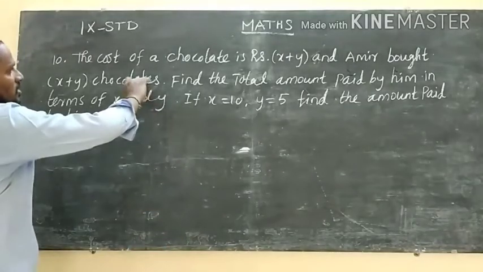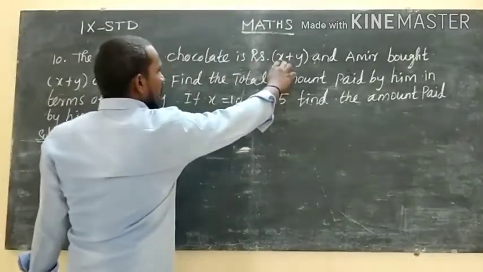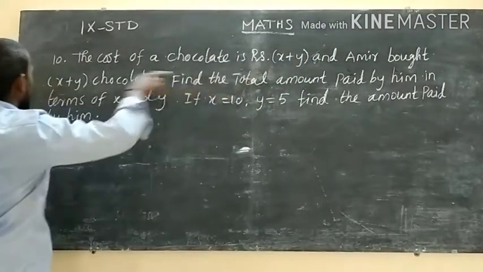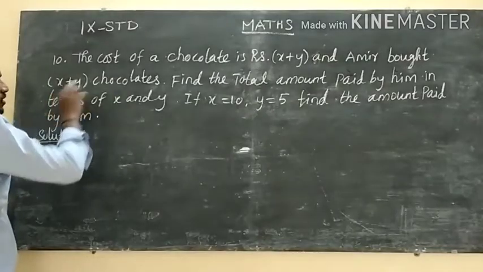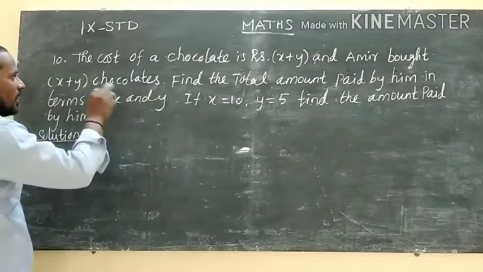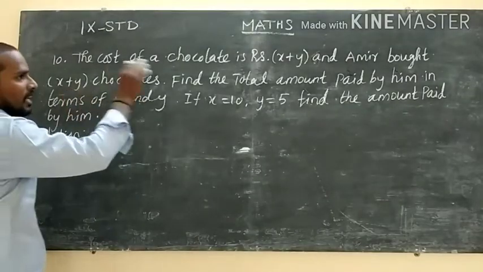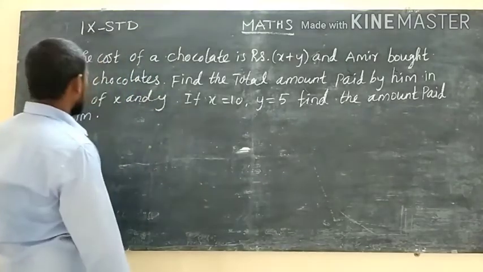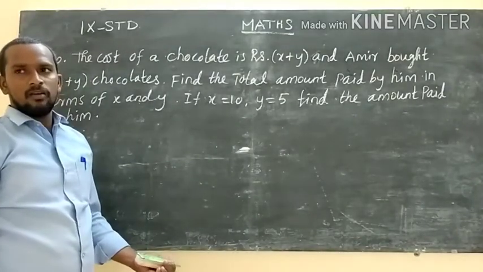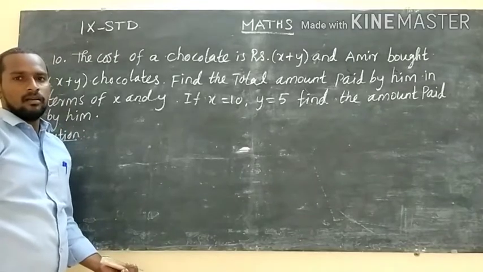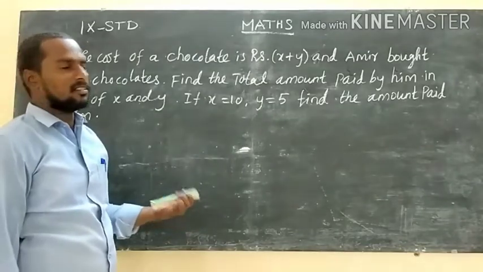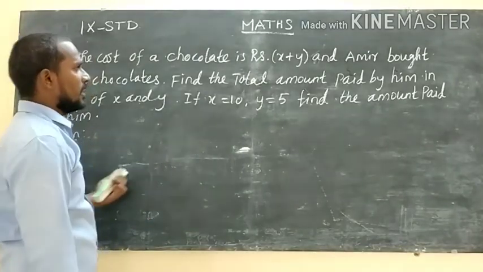Okay. The cost of chocolate is given and the number of chocolates is also given. Amir bought x plus y chocolates. Multiplying these two values, the cost and the number of chocolates, we get the total amount. For example, if the cost of a pencil is 2 rupees, what is the cost of 5 pencils? 5 into 2 is 10, so 10 rupees. We make the multiplication in the same manner here to get the answer.